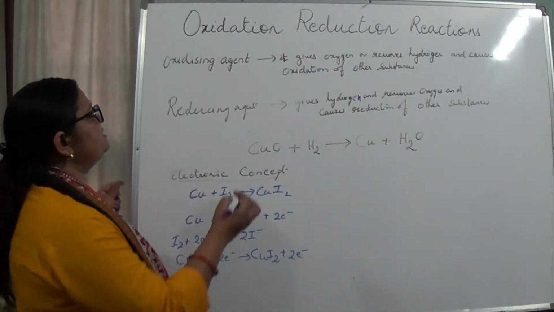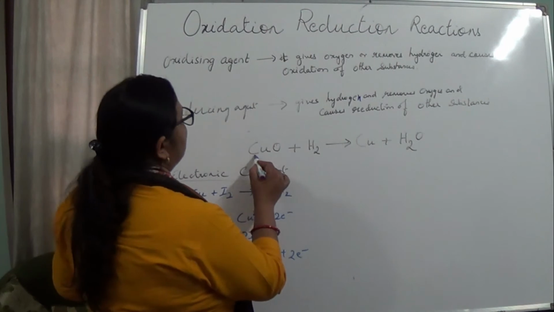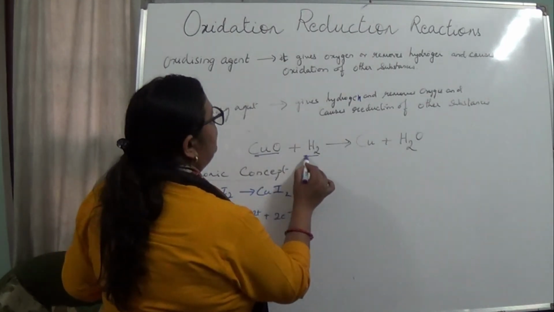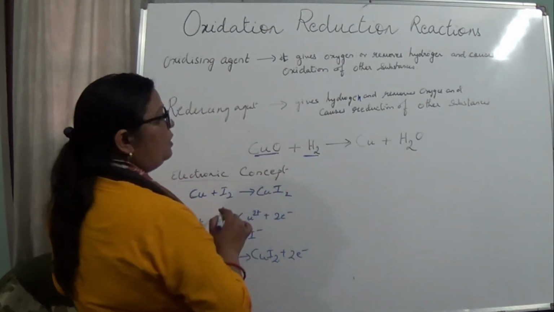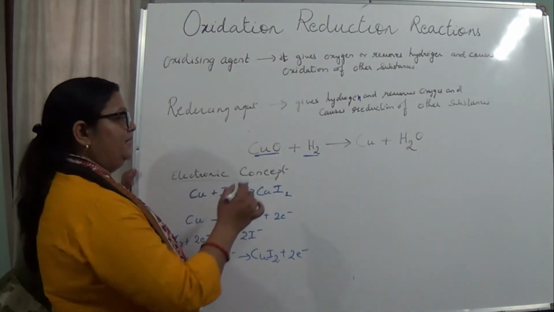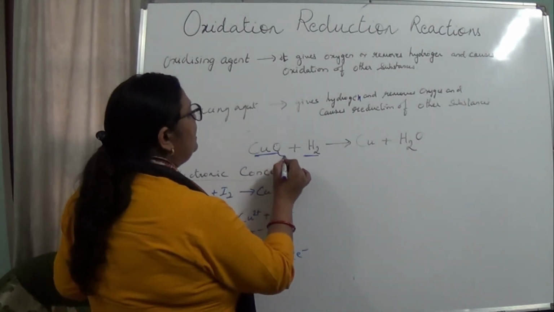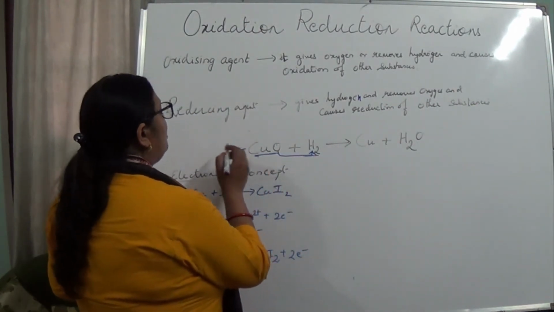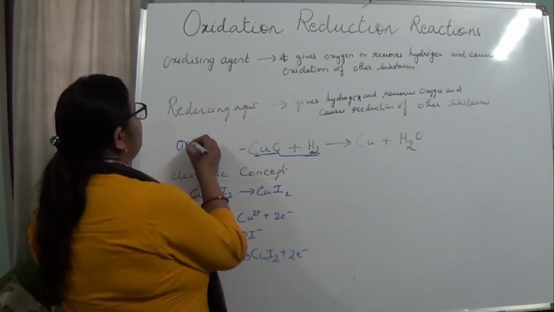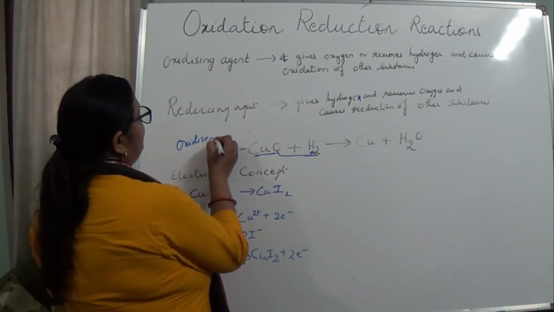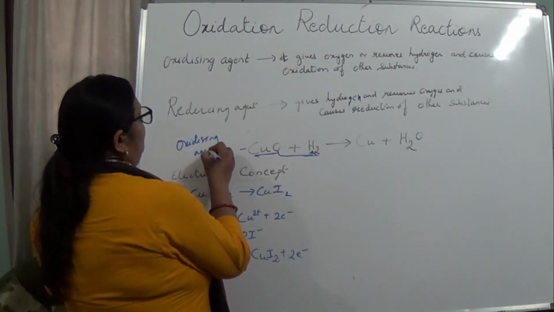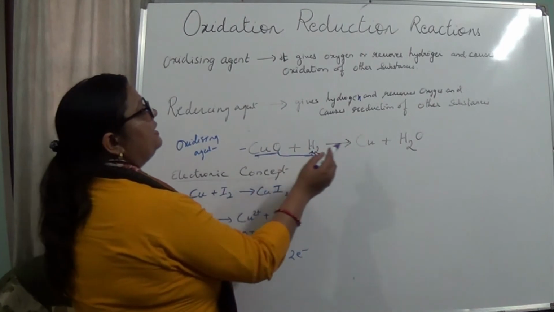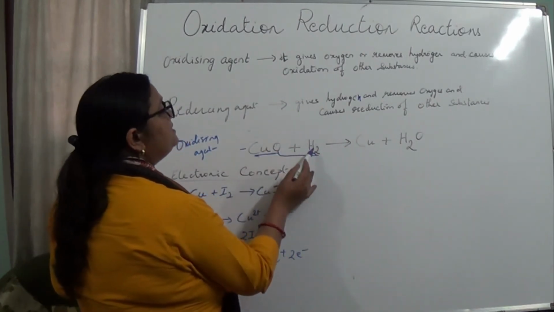From this example we can see copper oxide plus hydrogen. Copper oxide is an oxidizing agent because it gives oxygen to the hydrogen. Itself it is getting reduced, but it is oxidizing the hydrogen.